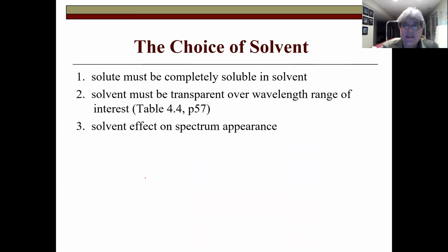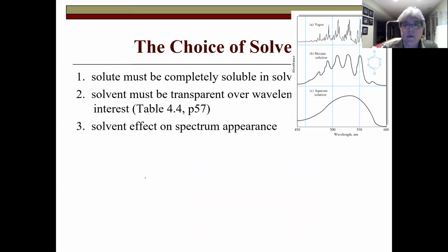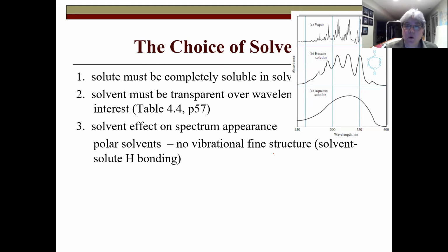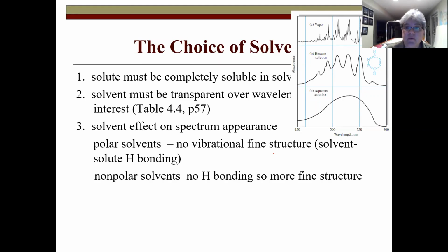The third thing you have to consider is how the solvent affects your spectrum. We've already seen that the solvent can change the way it looks. If we go from water to hexane, we go from this broad peak to having vibrational structure. Polar solvents tend to give you broad peaks with no vibrational structure. Non-polar solvents will give you this fine structure, where we actually see the absorption into those vibrational levels.